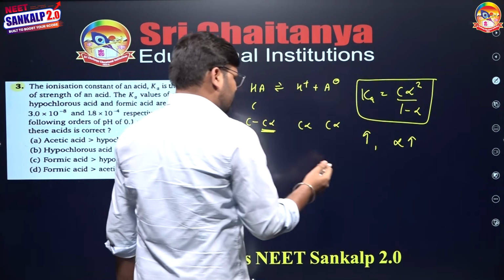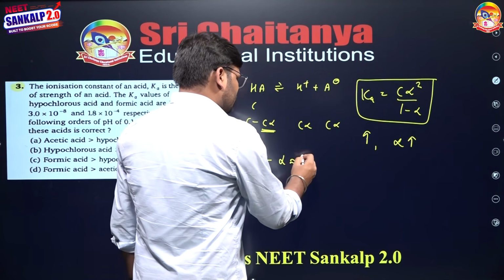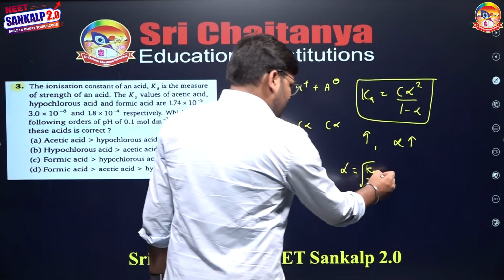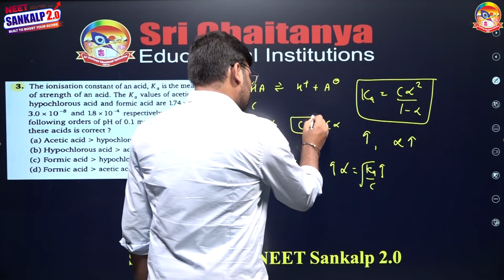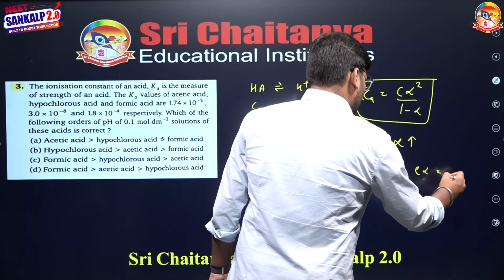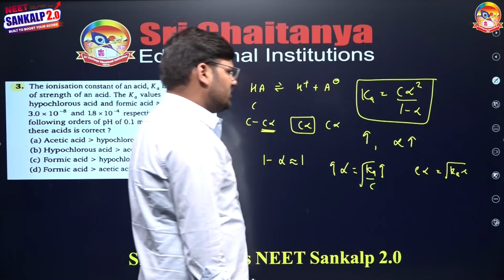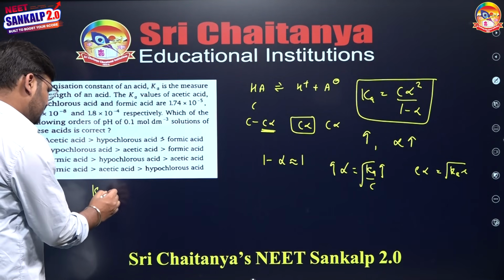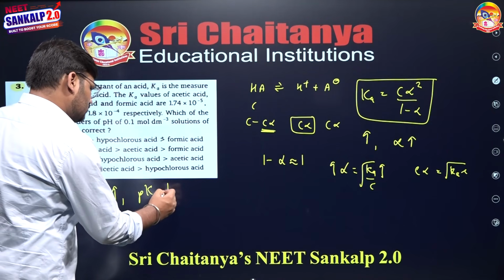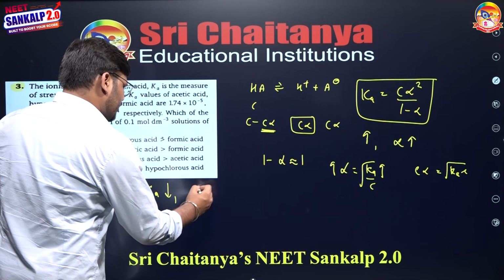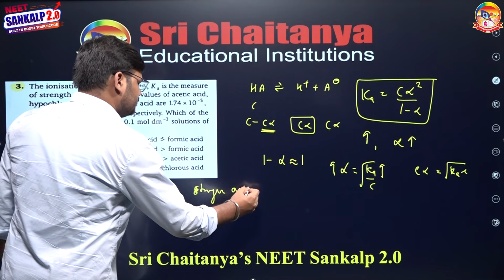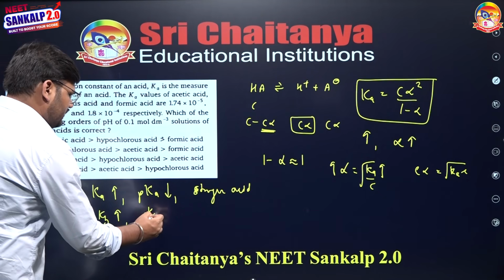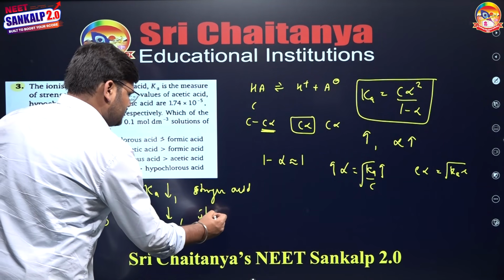And by approximation also we say that for weak acid 1 minus alpha can be taken as 1. So we can write alpha is root Ka by C. So if Ka value is high, this alpha will be high, and similarly we can also write C alpha as root Ka into C. So for given concentration, H plus will be more. So if Ka value is high, then pKa value will be low, and it is a stronger acid. Similarly, if Kb value is high, pKb value will be less, and it will be a stronger base.